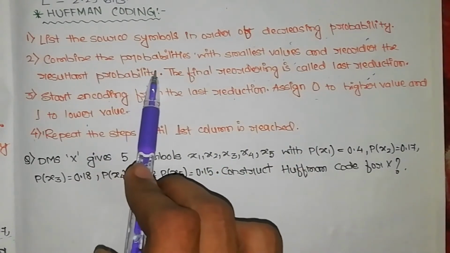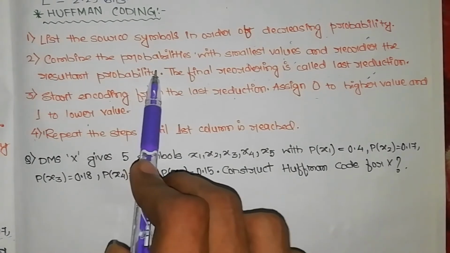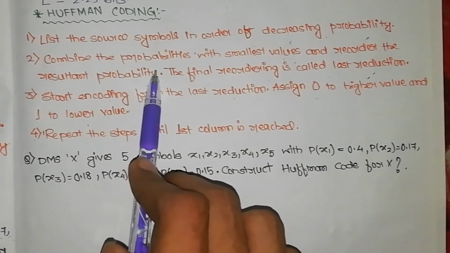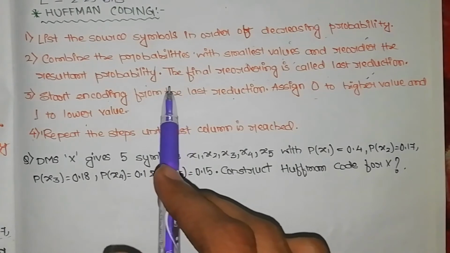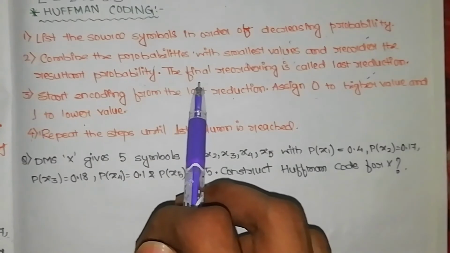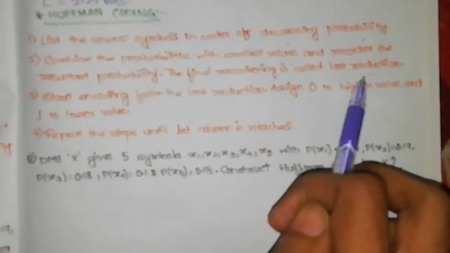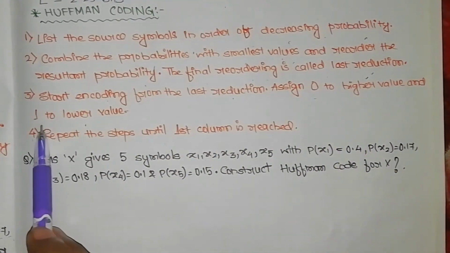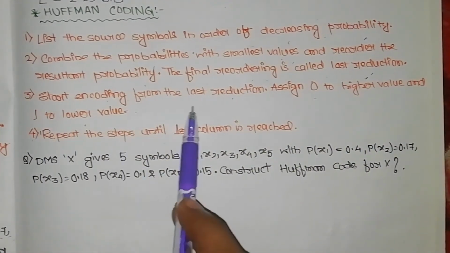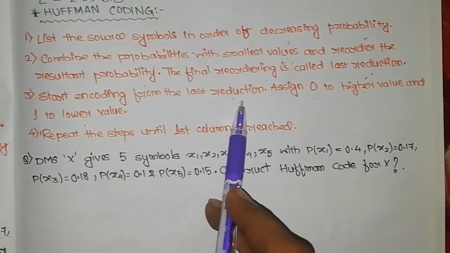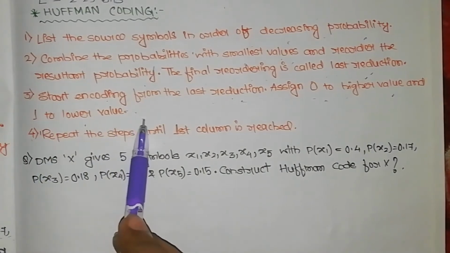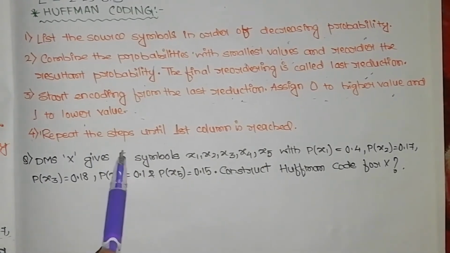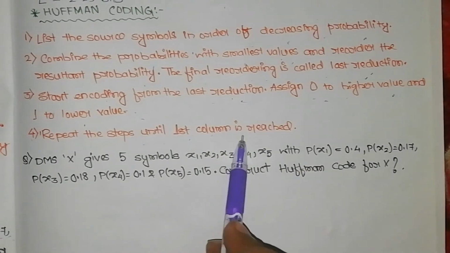So we need to combine the smallest two or the last two probabilities, then sum it, and the value will be rearranged with the remaining values, and this rearranging will go on until the final reordering is reached, which is known as the last reduction. The third step is start encoding from the last reduction, that is the last reordering, and assign 0 to the higher value and 1 to the lower value. And the last step is we need to repeat the steps until the first column is reached again.